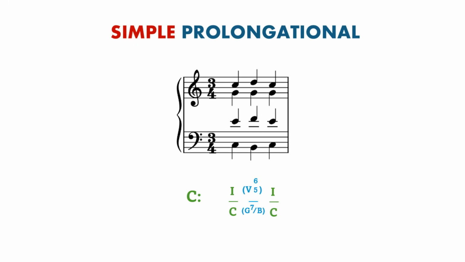Simple tonic prolongations consist of only three harmonic events, the two prolonged tonic chords and the prolongational harmony in between, which usually functions as either subdominant or dominant, like in this example.